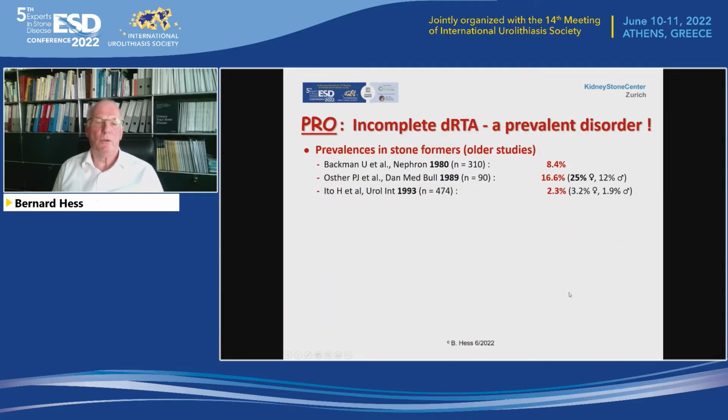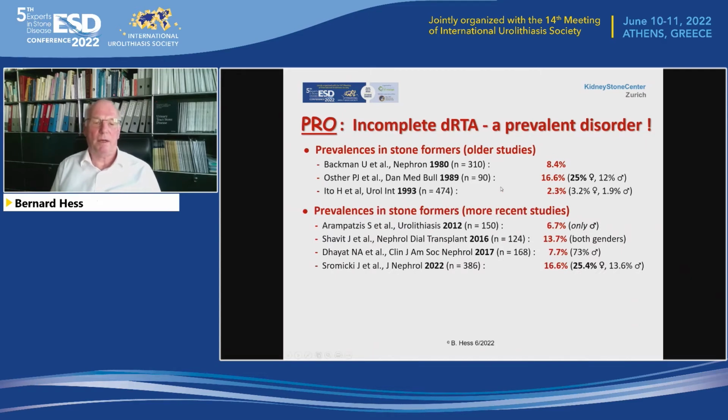It is important to look for this disorder because it's a prevalent disorder. Already in older times, the prevalence went up to 16.6% in a series in Denmark. Remarkable there, 25% were women, only 12% were men. In more recent papers, Aram Patsis and myself in Bern have put together 150 male stone formers. The prevalence was 6.7%. In London, there was a study done, 13.7%, both genders. A more recent study from Bern, other patients than the first one, 7.7%, but mainly men.